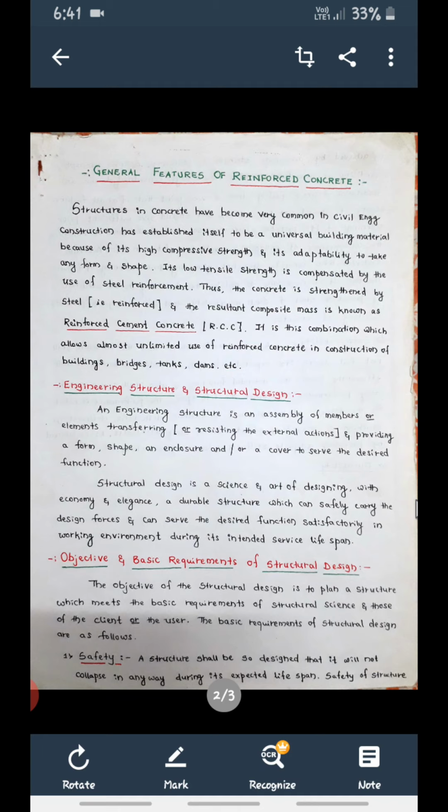Design is nothing but fixing the dimension. If you want to design the beam, first you should know how much total load is coming on the beam. Whatever elements are above the beam, those loads will be transferred to the beam. Then once the load is known, you can fix the dimension, that is the cross sectional dimension of the beam: how much width is required, how much depth is required, and how much steel is required in the beam, right?